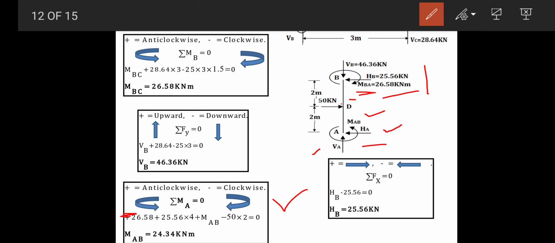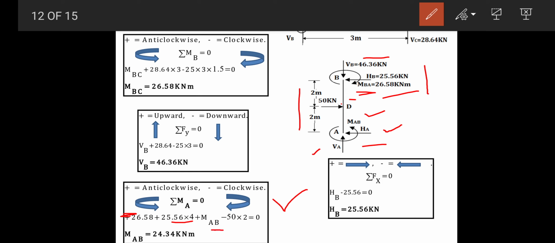Then the point load 25.56 into lever arm 4 will rotate in an anti-clockwise direction, so positive. The next one is 46.36, which passes through point A, so its moment will be 0. The next is the moment at A, MAB, anti-clockwise, so positive.